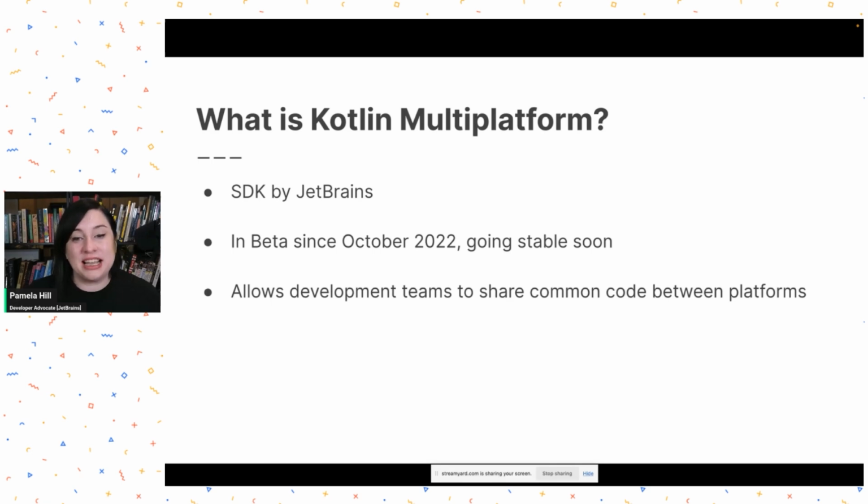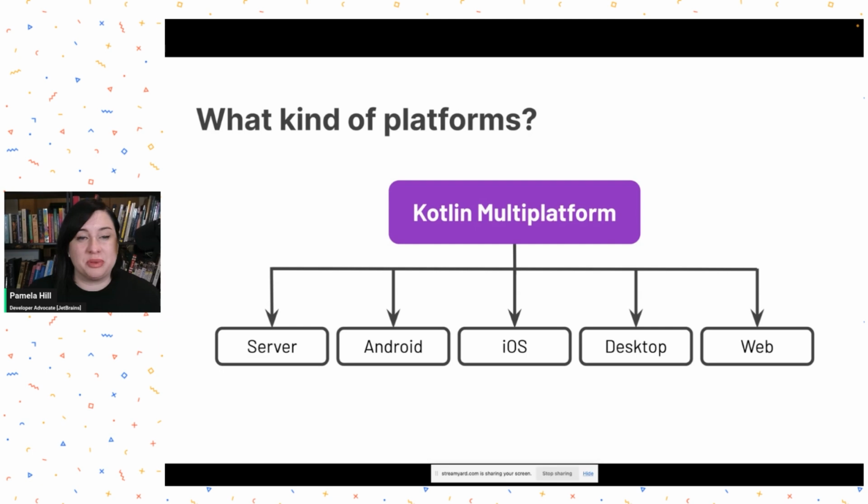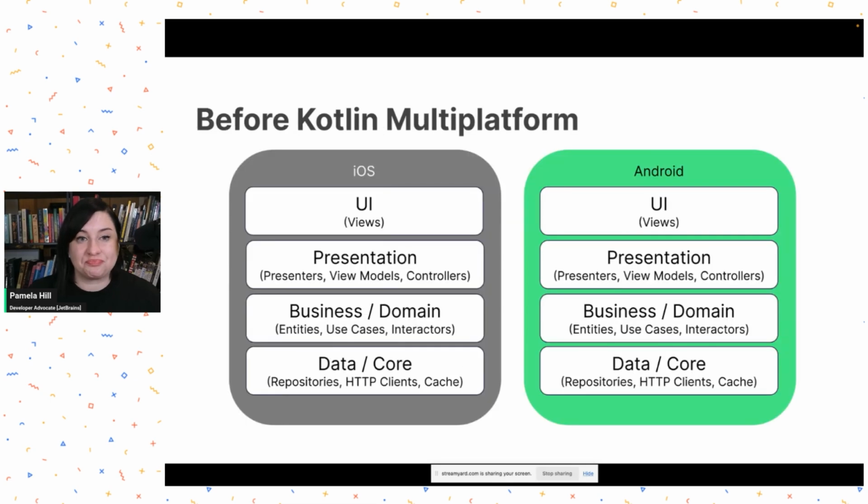Now, I want to highlight these two terms, common code and platforms. What is common code? What can we share? And what platforms are supported by this technology? Well, it's server, mobile, which includes Android and iOS, desktop, which is macOS, Linux, and Windows, and web, which is JS and WASM.